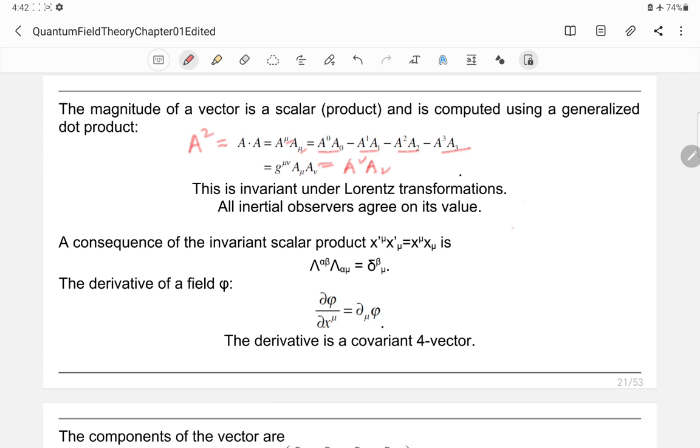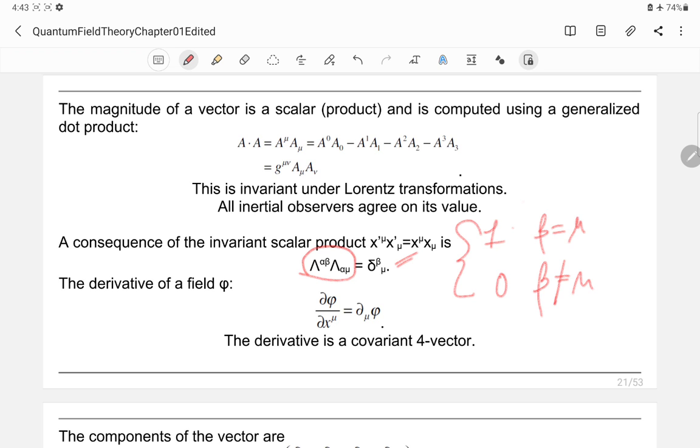A consequence of the invariant scalar product is this one. The product of your two Lorentz transformation matrices is just the Kronecker delta. This means that this is equal to 1 when beta is equal to mu, and 0 if beta is not equal to mu.